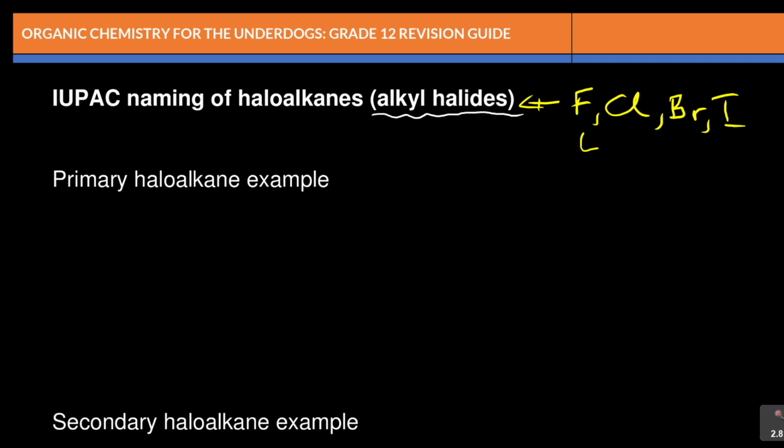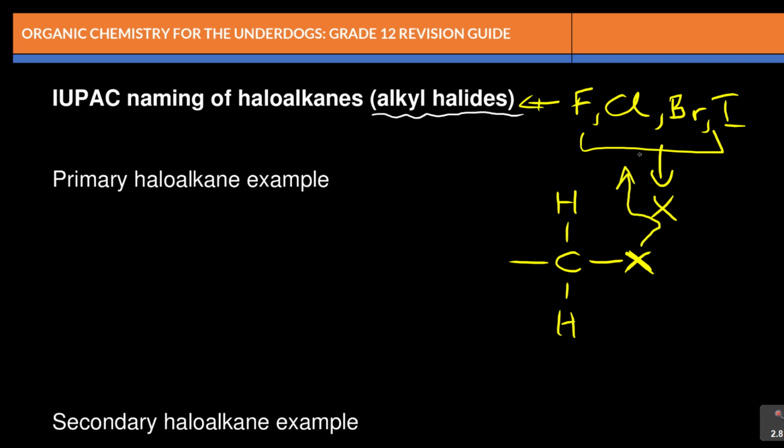So mostly it is 4, and they are referred to as X. Whenever you're looking at the general functional group, remember it's C, then H, then H, and then X. This X is the part that can be fluorine, chlorine, bromine, or iodine.